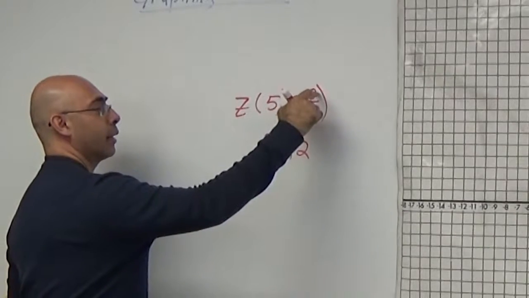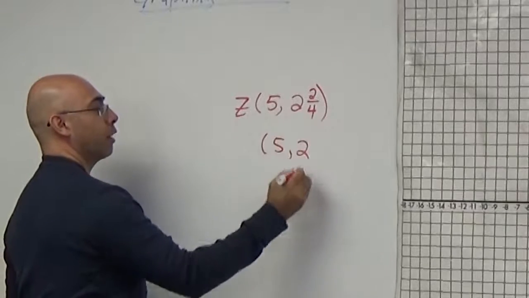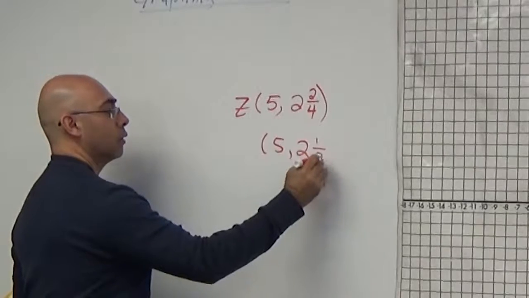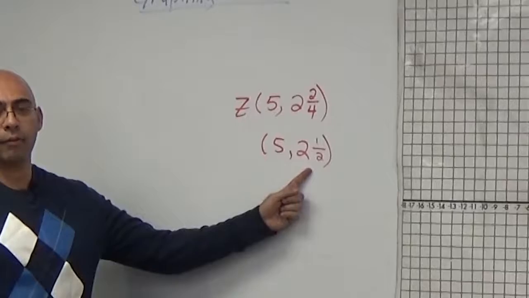What number can I divide into 2 and 4? 2. What's 2 divided by 2? 1. What's 4 divided by 2? 2. So I can simplify it. So you can write it like this and then simplify it to 2 and 1/2.